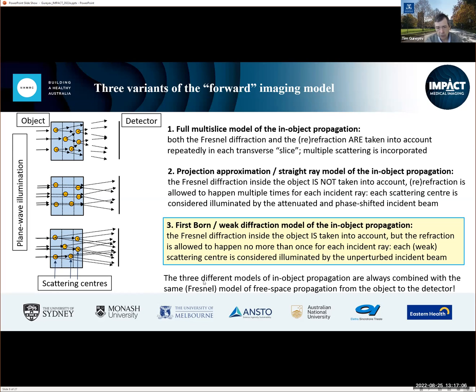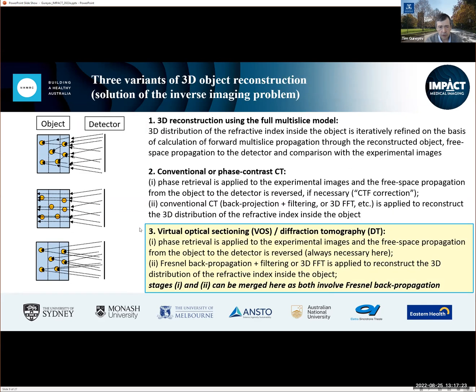And by the way, just to repeat, in all these three models, the free space propagation between the exit surface of the sample and the detector is accounted for using the same Fresnel diffraction model. So with each of these three forward propagation models, a solution of the corresponding inverse imaging problem is associated.